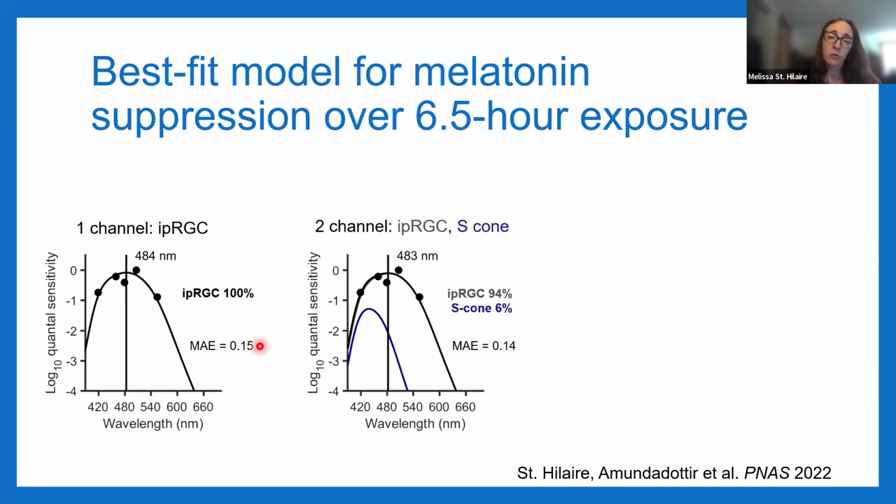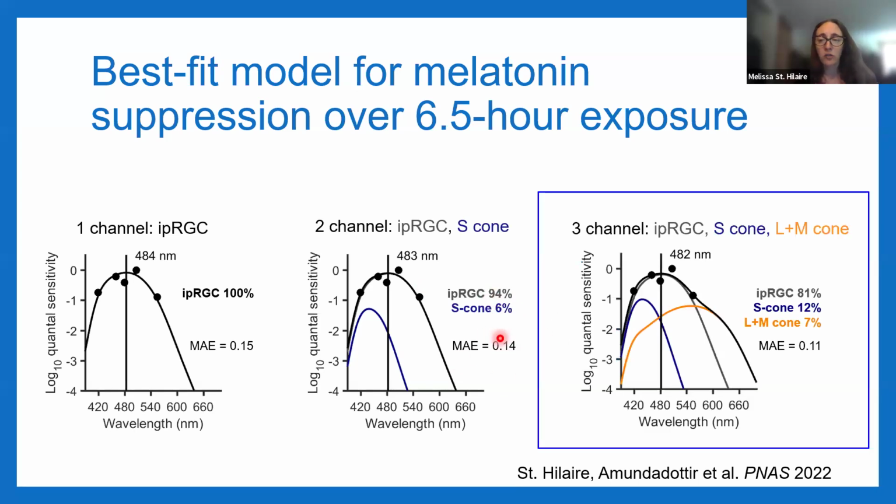If we fit 2 channels, so IPRGCs plus S-cone, we see that the contributions, the percentages, are just reporting how much that opsin contributes to the overall fit. We see that this is still IPRGC dominant. We do get a slightly improved mean absolute error. But it was actually the 3-channel system where we also added the L plus M cone that the mean absolute error went down further, where we do see minor contributions from the S and L plus M cone, but again, across this entire 6.5-hour exposure, this is primarily IPRGC driven.